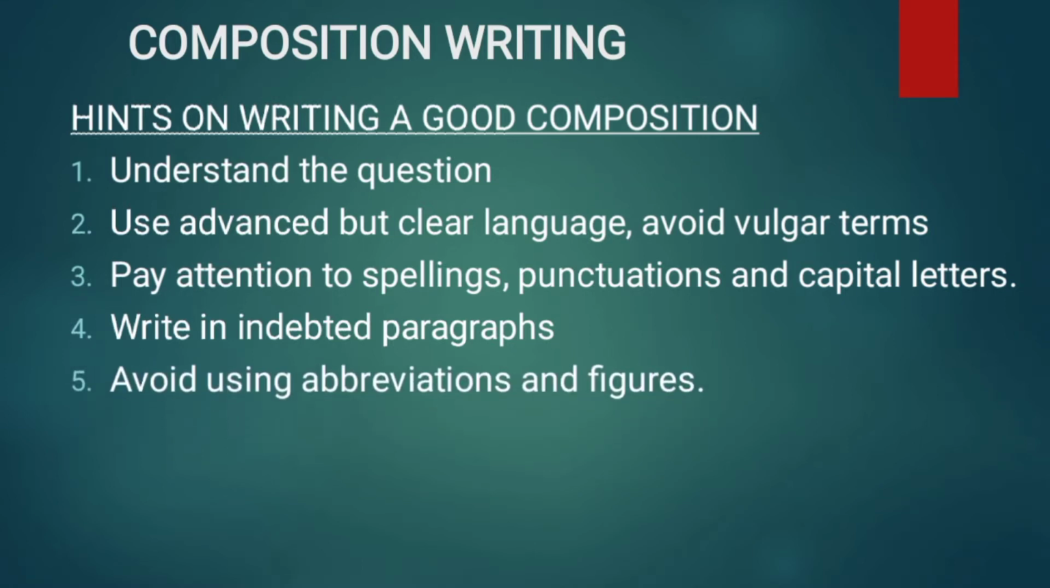Avoid using abbreviations and figures. Abbreviations, ZCC, ZNBC. No, write everything in full. If you want to use abbreviations, then you should use them after you write everything in full. For example, Zambia National Corporation. After you write Zambia National Corporation, then you put ZNC in brackets at the end of that statement. Zambia National Corporation in brackets ZNC. Do not just put ZNC.